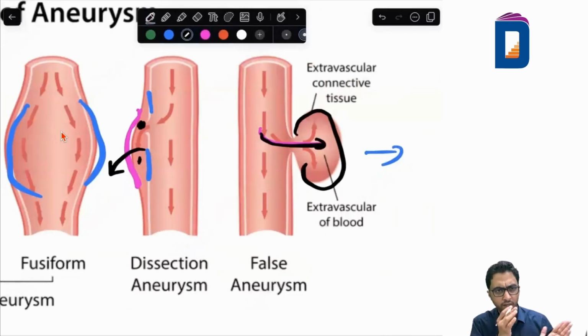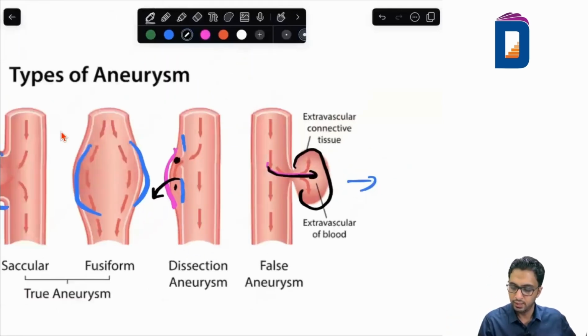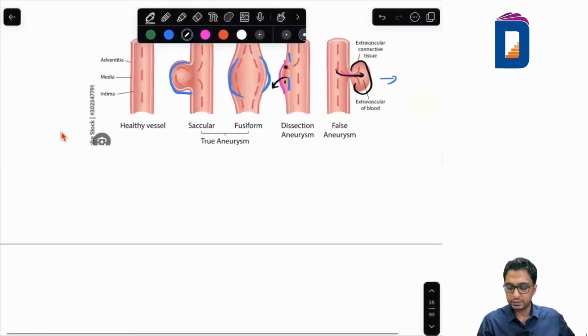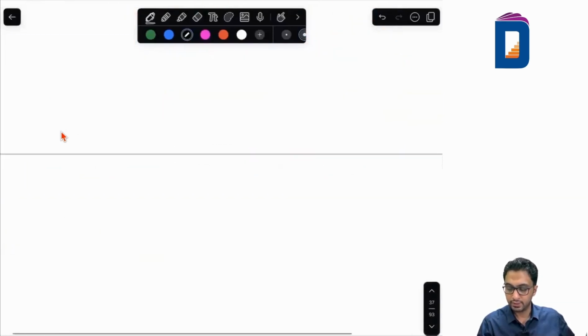So that's the difference between a true aneurysm, which is just a bulge where the blood is inside; dissection, where you still have the outermost layer intact; and false aneurysm, where basically the blood is in the extravascular connective tissue. We feel it like it's an aneurysm, but actually the blood has leaked out. Okay, so just an extra thing to know.